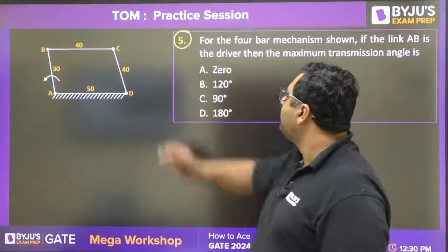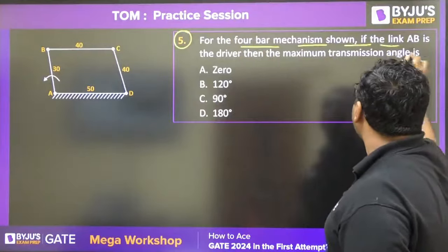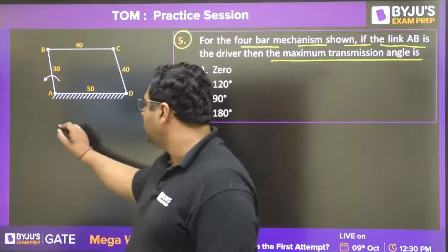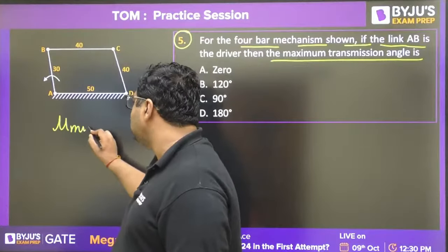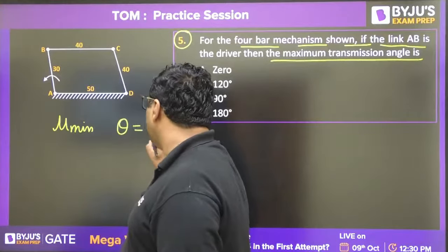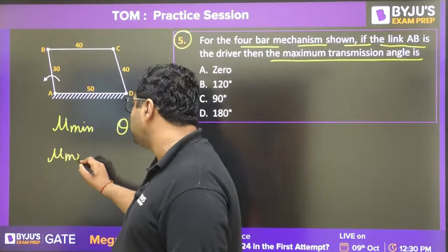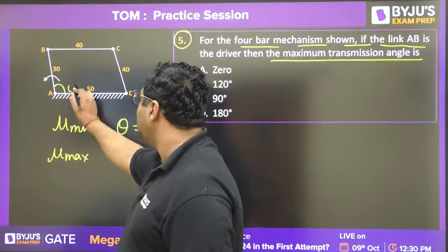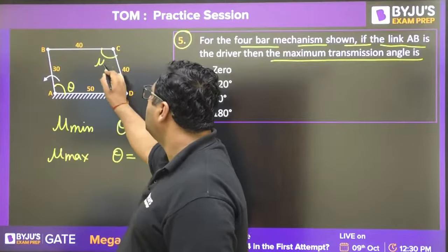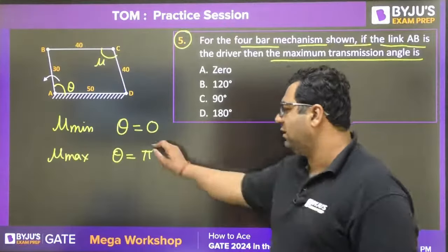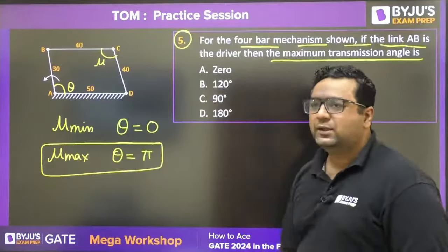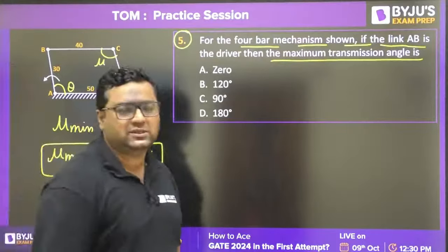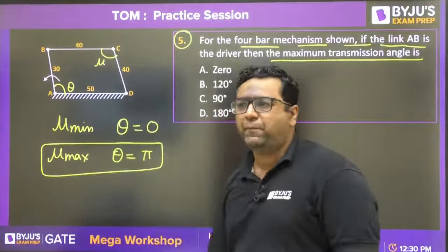Question number 5. For the 4-bar mechanism shown, you need to answer the maximum transmission angle. I will help you: transmission angle is minimum when crank angle is 0, and transmission angle is maximum when theta is equal to pi. This angle is theta and this angle is mu. You need to tell the mu maximum. I have given you the condition for mu maximum. So guys, solve it. We are still left with a number of questions. Solve it properly.